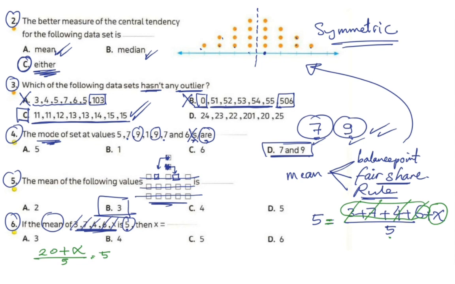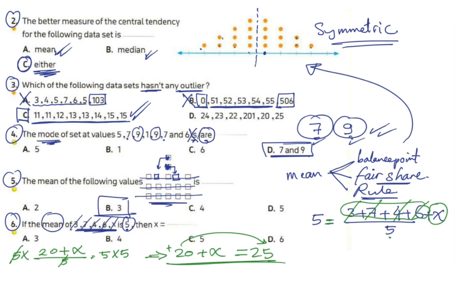Now I need to multiply each side by 5. Why? Because 5 over 5 equals 1 and 5 times 5 equals 25. So the equation will be 1 times 20 plus x, just 20 plus x, equals 5 times 5 equals 25. Now that's easy to solve. I have 20 plus x equals 25, so I need to send this 20 to the other side, but not with me. Any value without plus or minus is just positive.